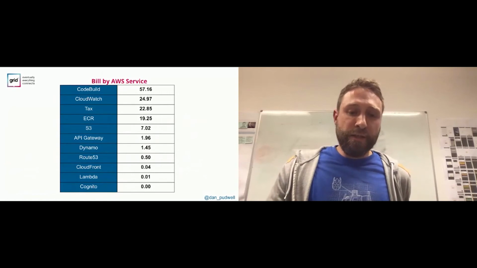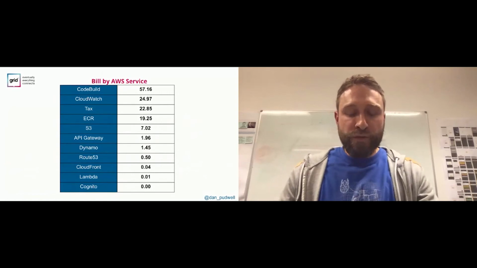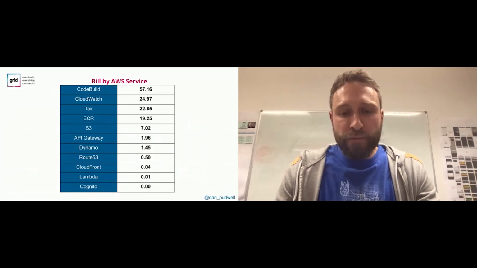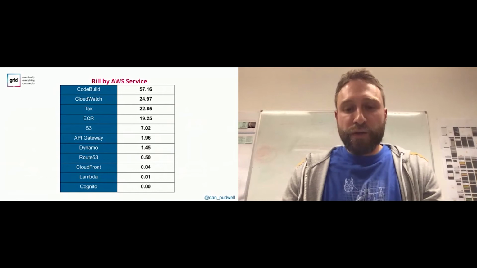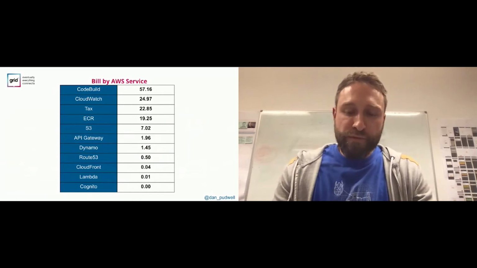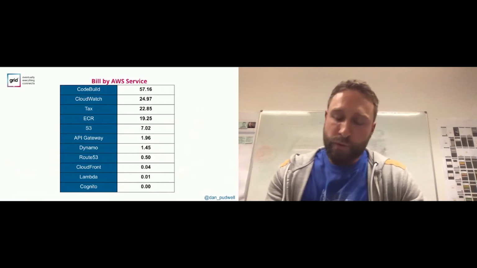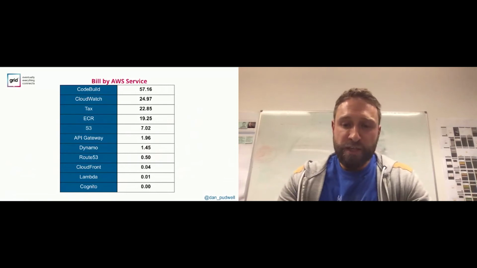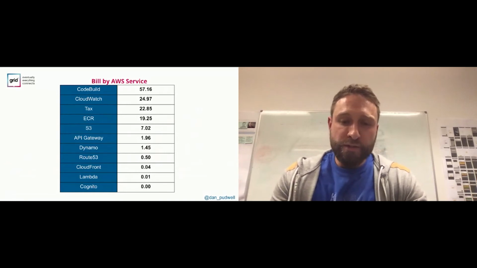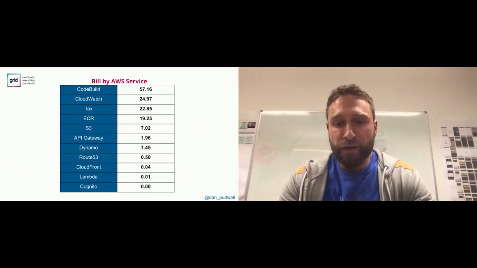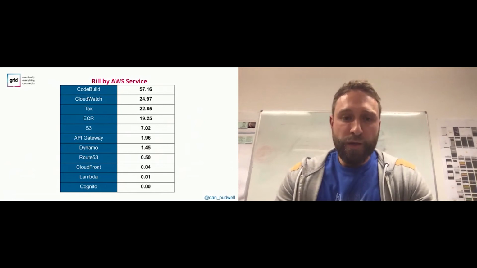You can see in terms of user authentication, Cognito didn't cost us anything. Lambdas, those are the things that are running our code, over 6 months of development, including testing, building, or using in production, testing in a staging environment, 1 penny across 6 months. What else? Dynamo, our database service, cost us $1.45. So I found this to be quite incredible, actually.